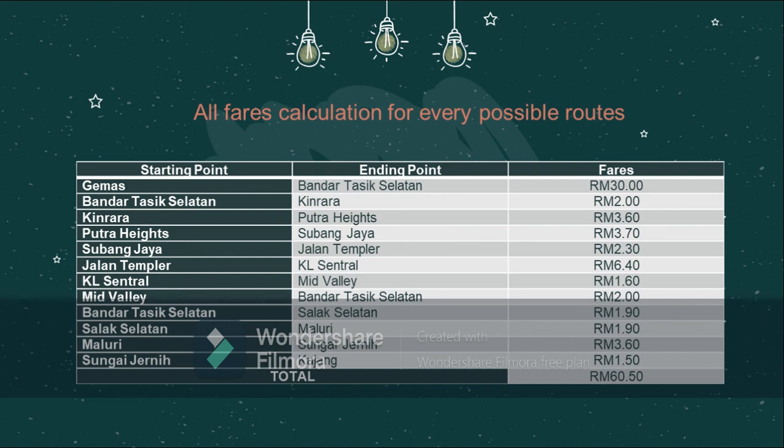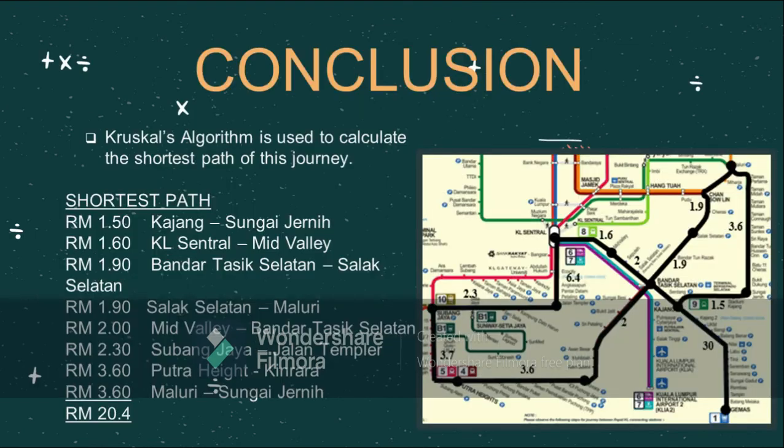Bandar Tasik Selatan to Salak Selatan RM1.90. Salak Selatan to Maluri RM1.90. Maluri to Sungai Jernih RM3.60, and Sungai Jernih to Kajang RM1.50. The total fare is RM60.50.